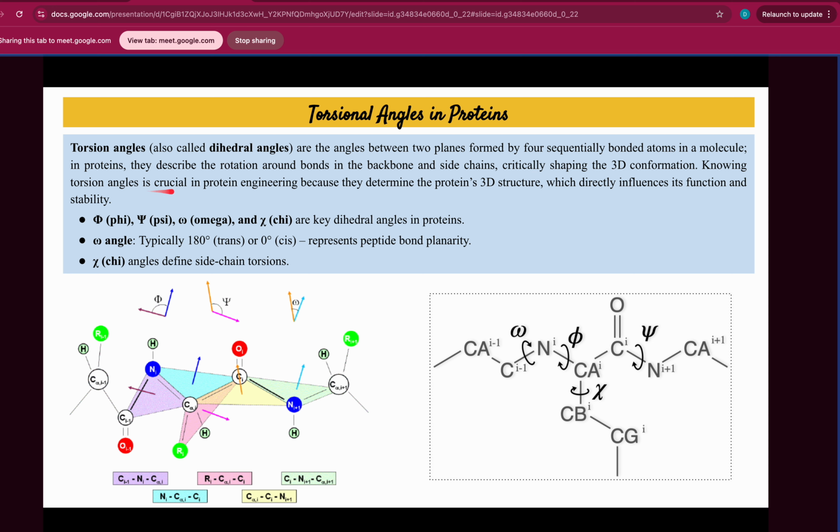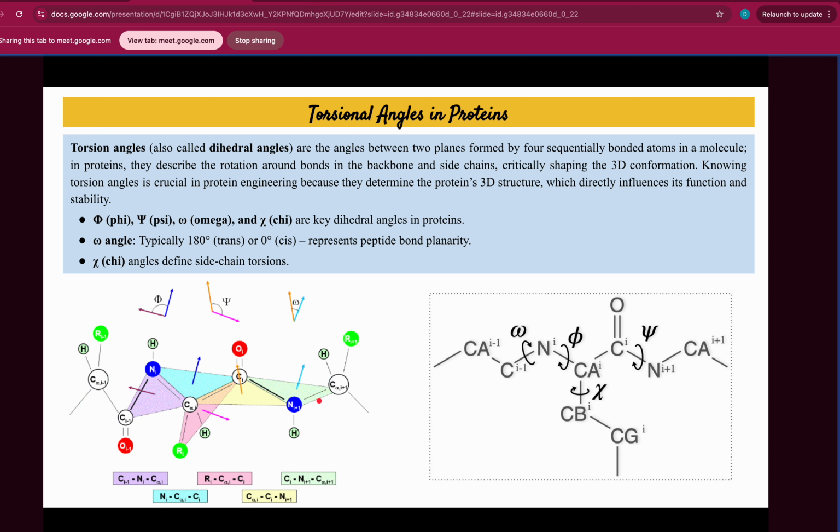And if we know these torsion angles, then we can determine what the three-dimensional structure of a protein will be and whether those angles are feasible or not. So they also determine whether our protein will be functional or whether it will be stable. There are multiple such torsion angles, such as phi, psi, omega and chi. The omega angle is typically 180 degrees, which means our protein is in trans conformation, and if it is 0 degrees, then that means our protein is in cis conformation. So it simply represents the peptide bond planarity.